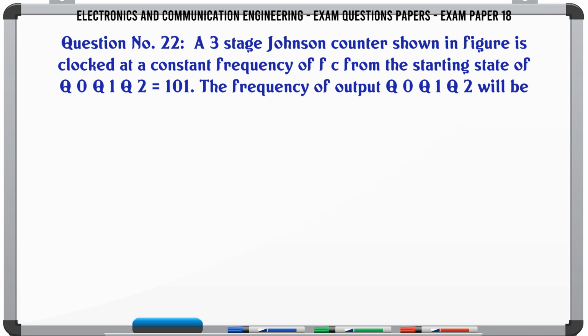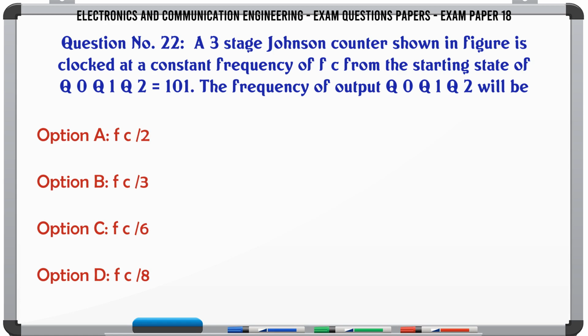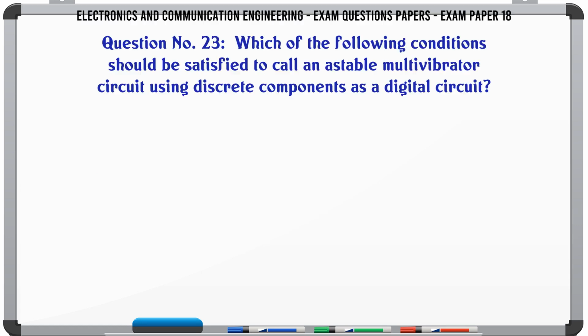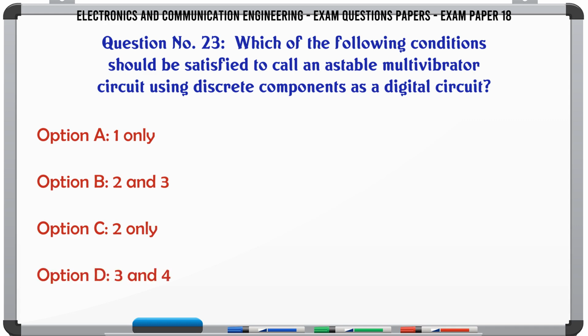A 3-stage Johnson counter shown in the figure is clocked at a constant frequency of Fc from the starting state of Q0 Q1 Q2 = 101. The frequency of output Q0 Q1 Q2 will be A. Fc/2, B. Fc/3, C. Fc/6, D. Fc/8. The correct answer is Fc/6. Which of the following conditions should be satisfied to call an astable multivibrator circuit using discrete components as a digital circuit? A. 1 only. B. 2 and 3.